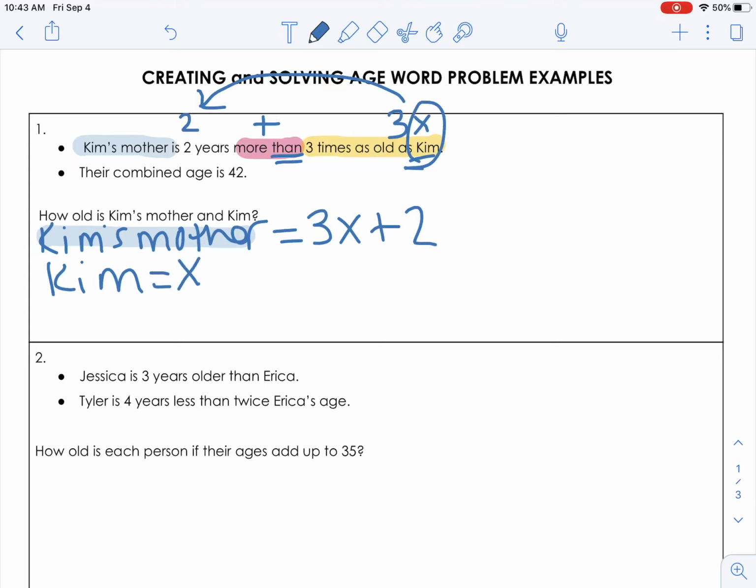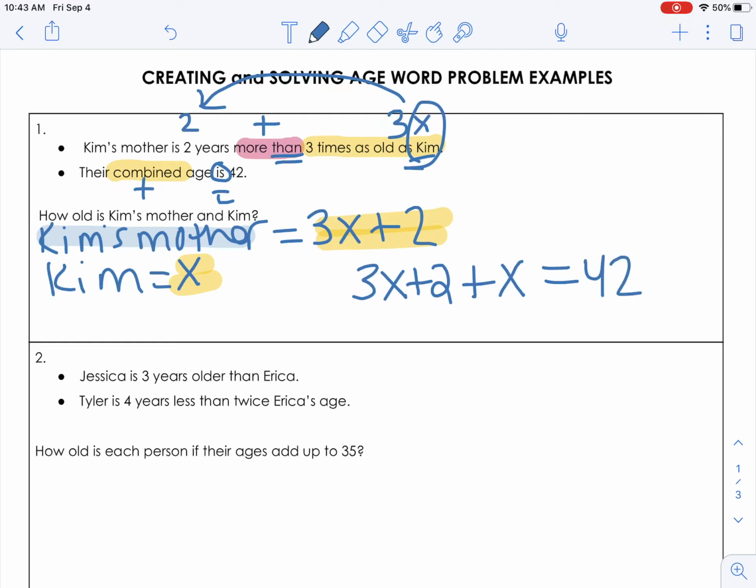Now this next bullet point says their combined age is 42. Combined means addition. So I'm going to add their ages and set it equal, means equal, to 42. So let's do that. We have two different people. We have Kim's mother and Kim, and we're going to add those together. So 3x plus 2 plus x equals 42. Now we have an equation and we can solve this by first combining like terms. So 3x plus x makes 4x.